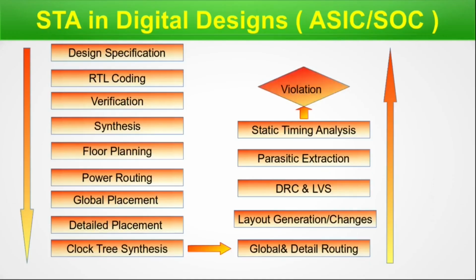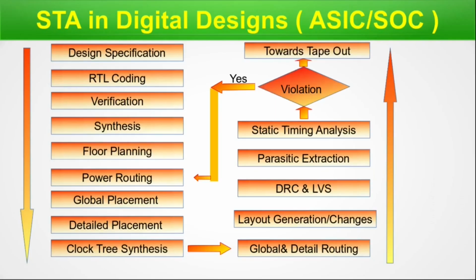Now at this stage, if we find a violation, then we go back to the place and route stage. If we do not have a violation, then the design is ready for tape out. So from this chart, you can see that static timing analysis appears at a very crucial level, and this is very much important for the tape out.